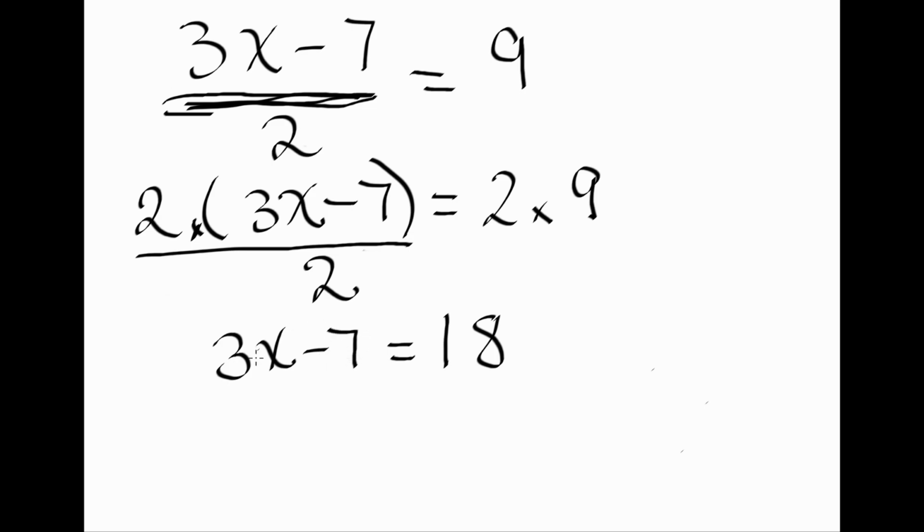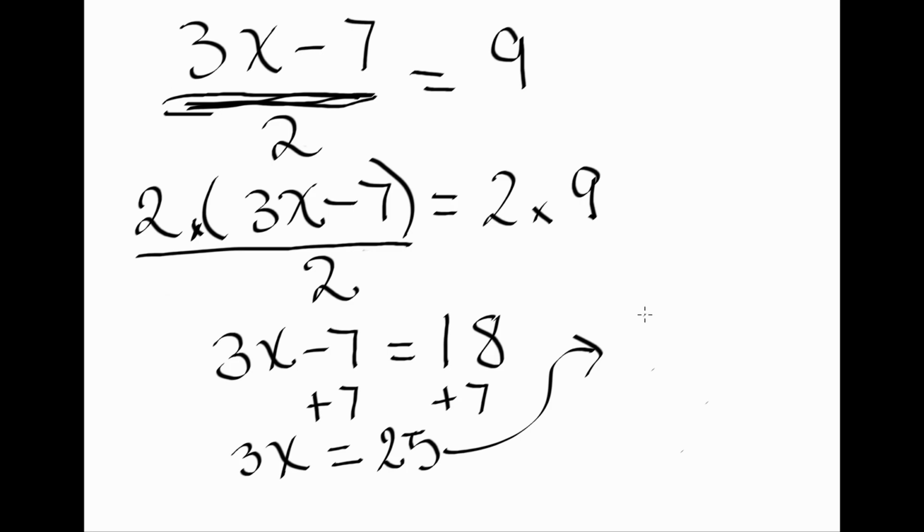Now we need to get rid of this term. This is negative 7, so we need to add 7 on both sides. So that's going to be 3x. Negative 7 plus 7 is 0. We don't need to write the 0, and that equals 18 plus 7 is 25. Now our equation is not ready. I'm going to finish it up here. We have 3x equals 25.